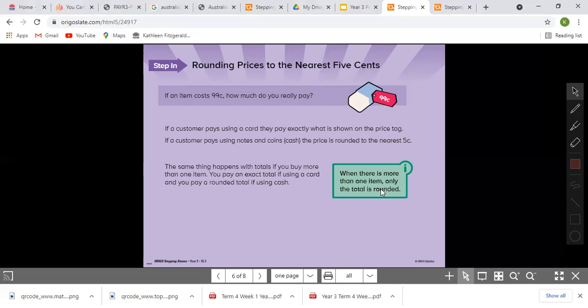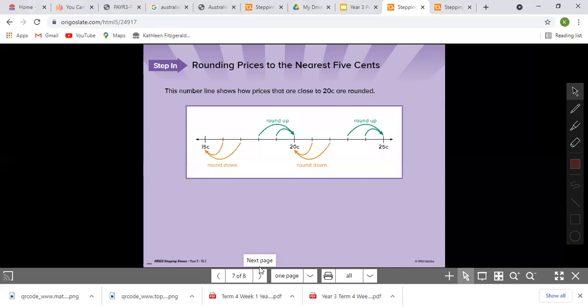Okay, when there is only one item, then the total is rounded. Let's have a look at how that works. Now, this is a little bit different to rounding when we round to the nearest 10, because when we round to the nearest 10, we have the number 5 that sits in the middle. So the rule is that when we round to the nearest 10, all of the numbers below 5 get rounded down, all of the numbers above 5 get rounded up, and 5 itself gets rounded up as well.